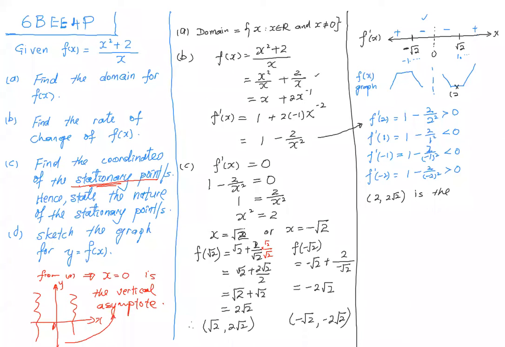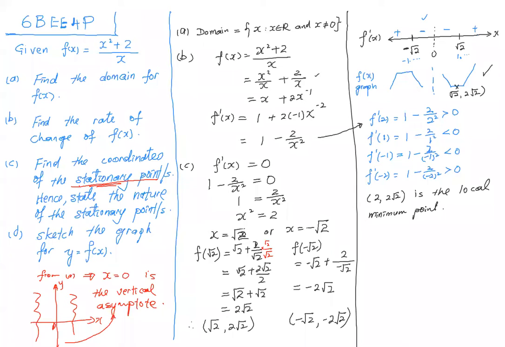2 √2 to √2, coordinate of stationary point. Yeah, I know it's a stationary point. What type of stationary point? If you look at the graph of f x here. Minimum. Yeah, we don't call it just minimum. Local minimum. Yes, 2 √2 is the local minimum point.